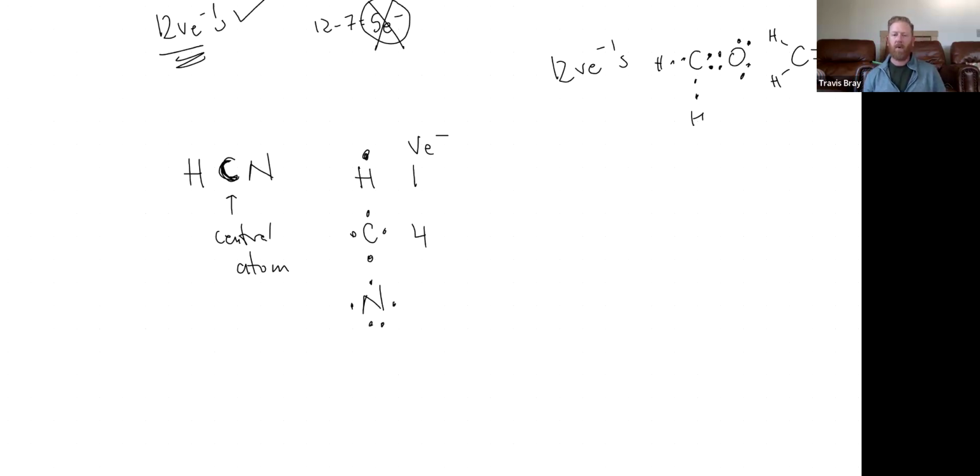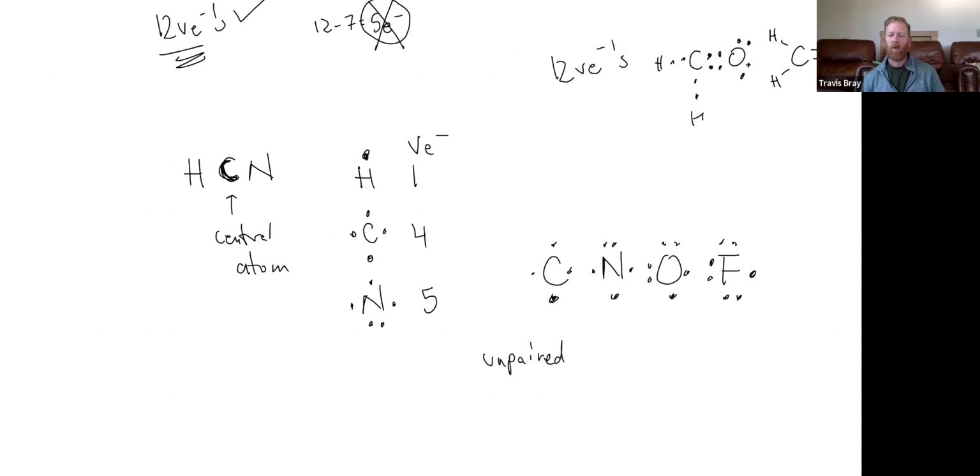Well, what you may be beginning to see here is this. Here's carbon, here's nitrogen, here's oxygen, and here's fluorine. We haven't talked about fluorine much yet, but here we go. Notice that you have 4, 3, 2, and 1 unpaired electrons.